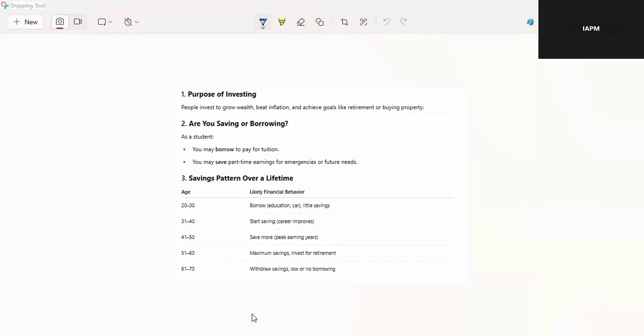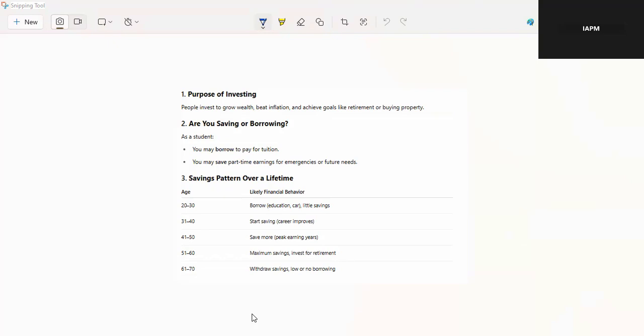Questions will come on a case study to explain what kind of strategy one person must take. The purpose of investing, as we talked about, is to grow wealth over time, to beat inflation, or to achieve goals like retirement or home ownership. And why do people borrow or save?